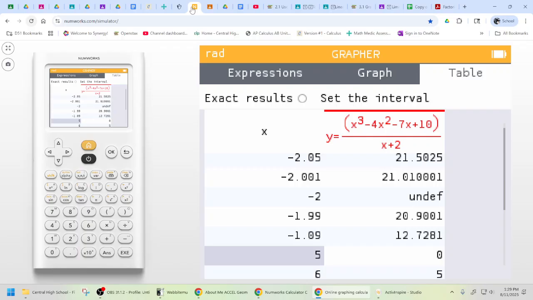This one shows 4 decimal digits and then more on a couple of those. What does it look like our limit's probably going to be?